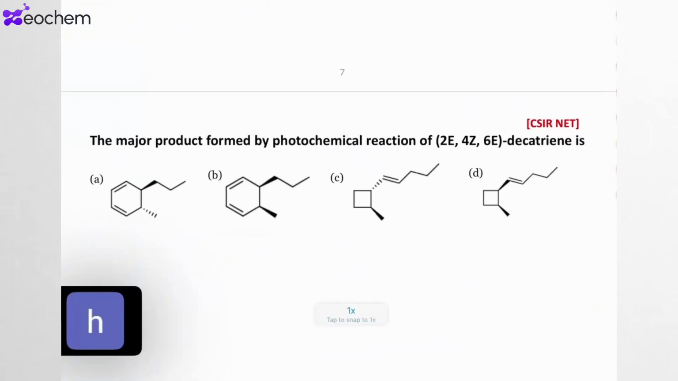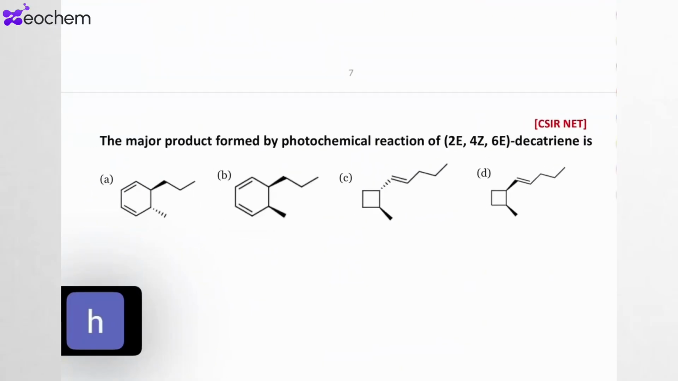So first look at this example. The major product formed by the photochemical reaction of 2E, 4Z, 6E deca-triene. Deca means 10 carbon. Tri means 3. Ene means double bond, right? So deca-triene means there are 10 carbon atoms in which 3 pi bonds are there.